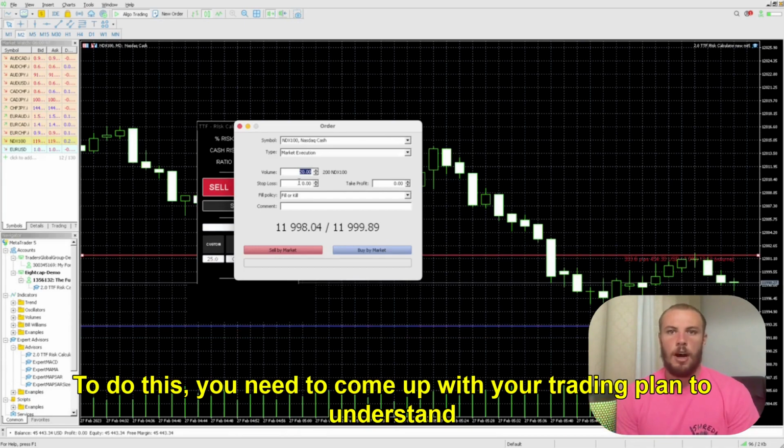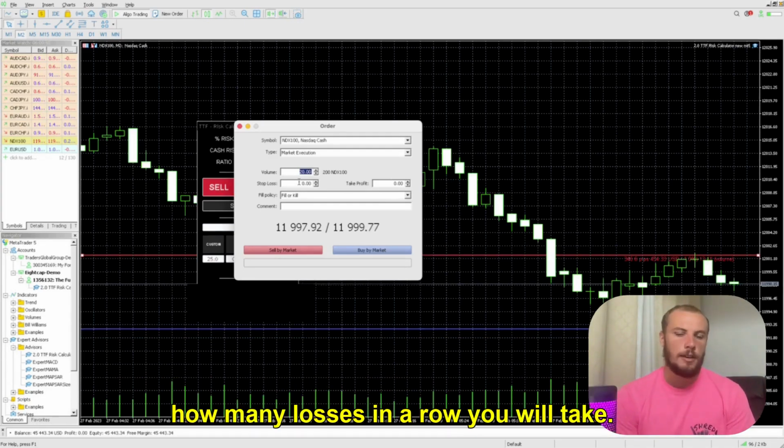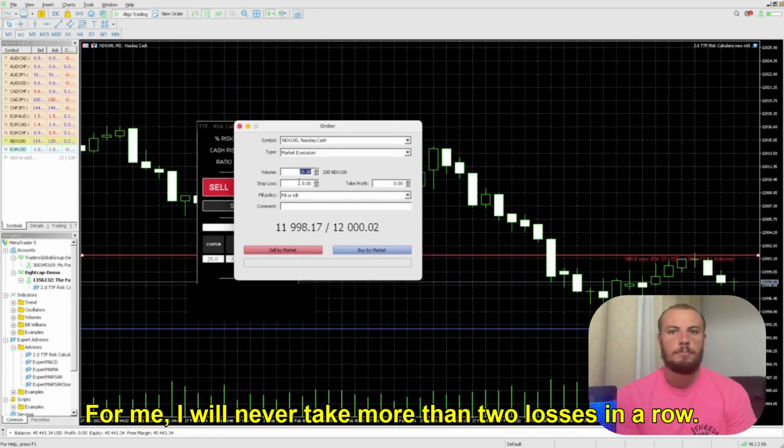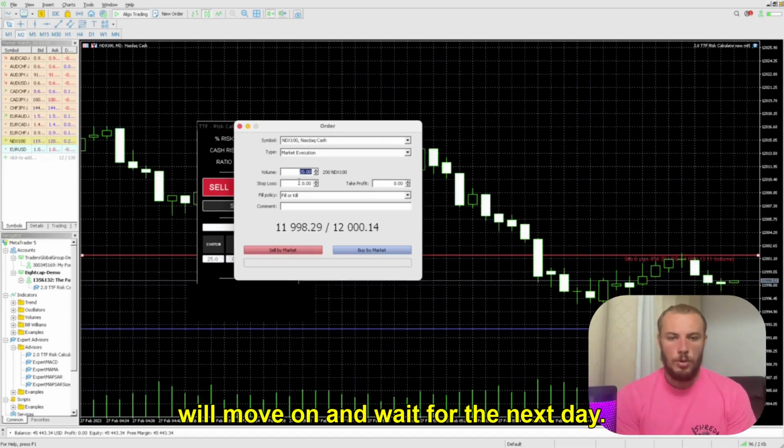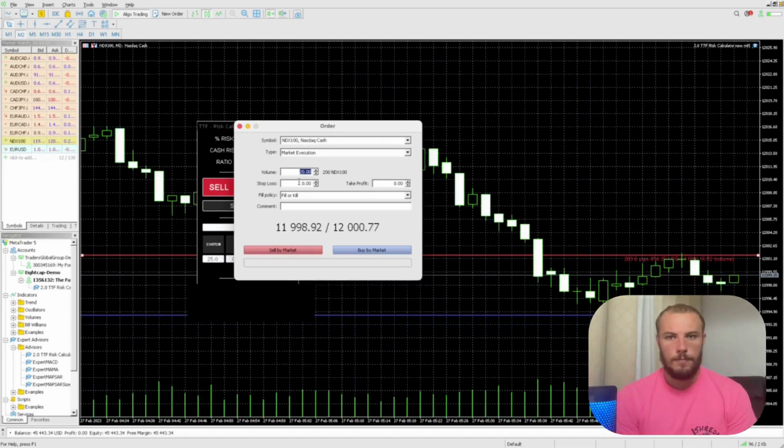Once you've figured out which calculator or extension that you're going to use to do this, you need to come up with your trading plan to understand how many losses in a row you will take. For me, I will never take more than 2 losses in a row. If I take 2 losses in a row, I am done for that trading day, and I will move on and wait for the next day.